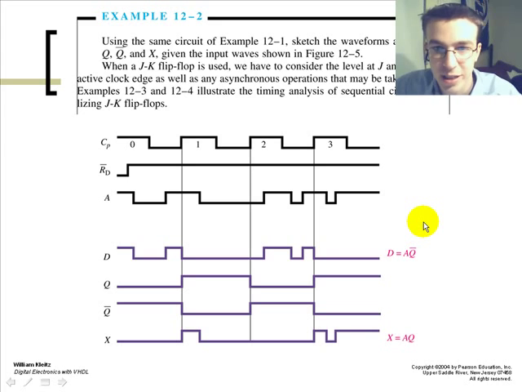Using the same circuit in example 12.1, we now sketch the waveforms at D, Q, Q0, and X, given the input waves shown in figure 12-5. This is the same sort of thing, except we have a different A. And our times, we just translate them down and draw our resultant waveform dependent on our set value, making sure that it's set. Then we start our clock pulse and work our way through to get to X.